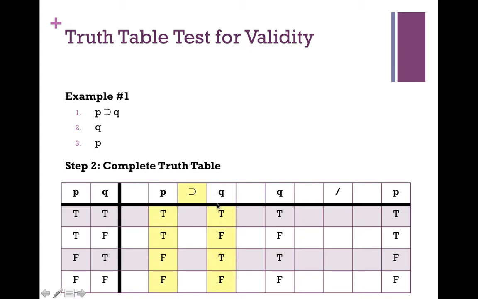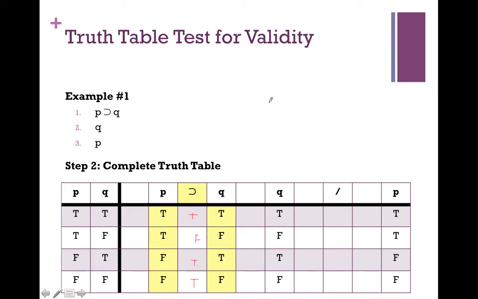So we're going to come right here and write in our truth value. Whenever we're dealing with a conditional, the only time it's false is when the antecedent is true and the consequent is false. This is the only time it's false, and on all other occasions it's going to be true.